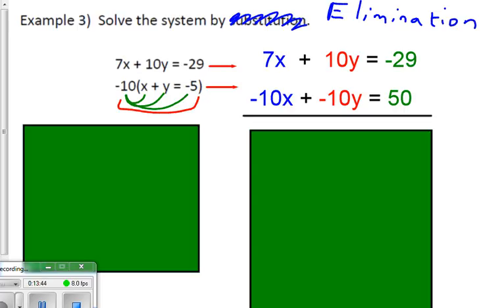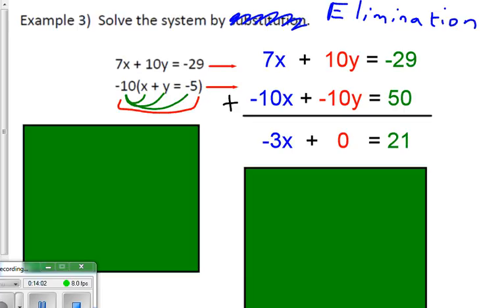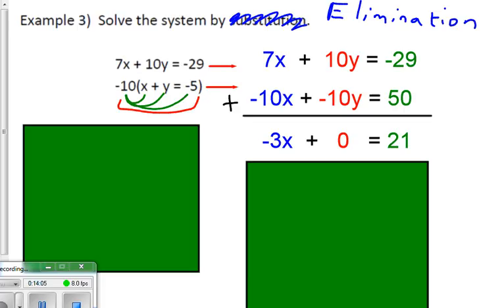So now that we've distributed that, and we have our two equations here, it looks like we have our y's as opposites. We have positive 10y and a negative 10y. So when we add these two equations together, those ones will cancel out. So positive 7x plus negative 10x is going to leave negative 3x. 10y and negative 10y will come out to 0y, or just 0. And negative 29 plus positive 50 will be 21.